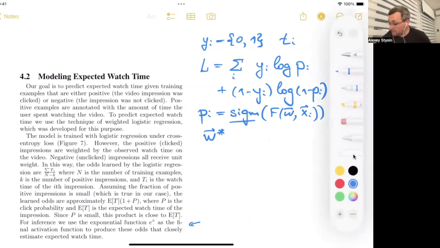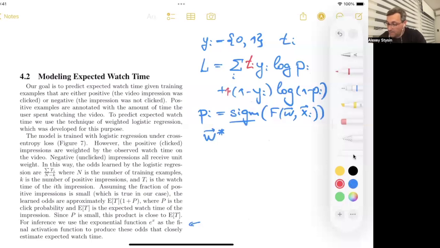Now, the twist that they add to this is that they introduce the weights for the watch time, and they only apply those weights to the positive examples. So here we go. They apply ti here, and essentially for the negative examples, the ti is just set to 1. Or maybe it's implicit here that it's multiplied by 1. This is what I mean. So let's keep reading. They say negative unclicked impressions all receive unit weight. Yes, exactly as I said.